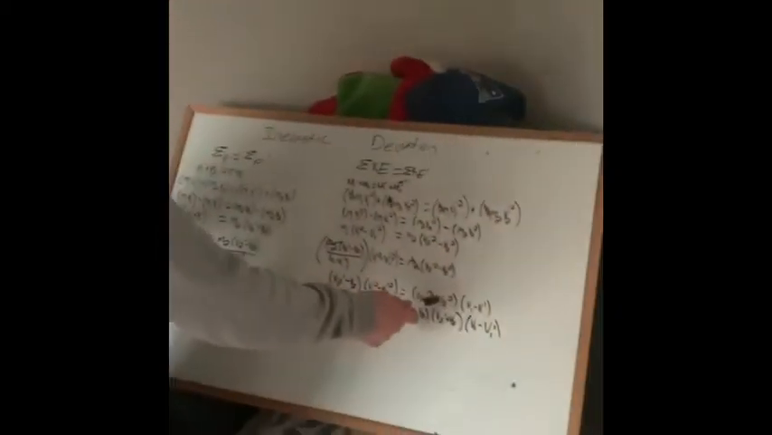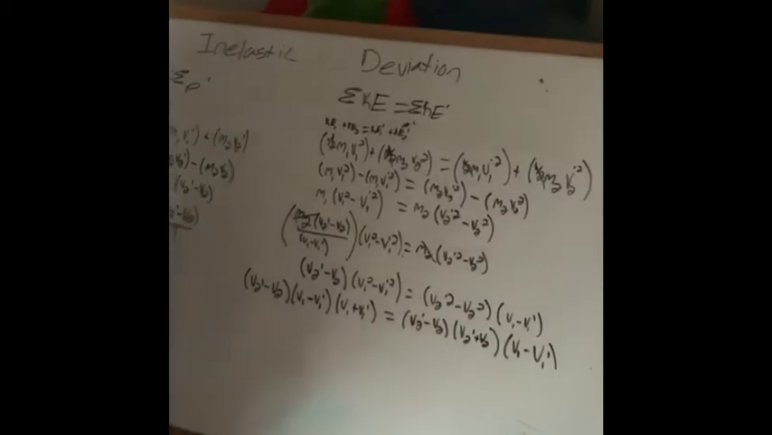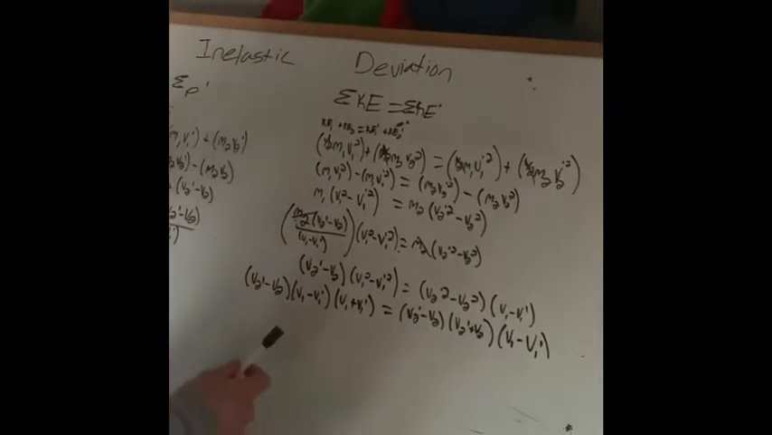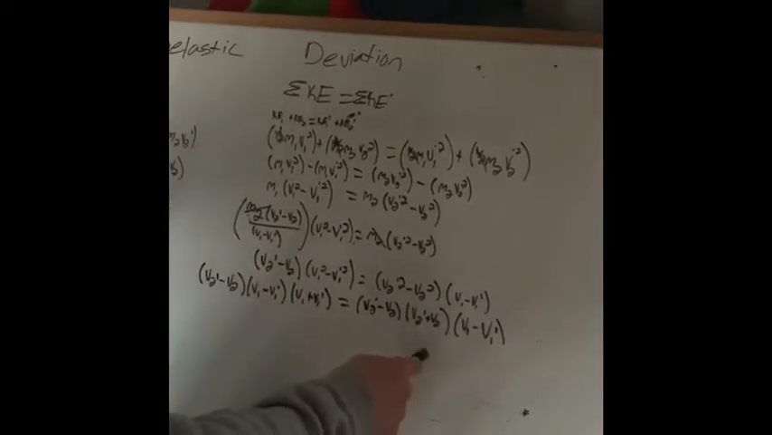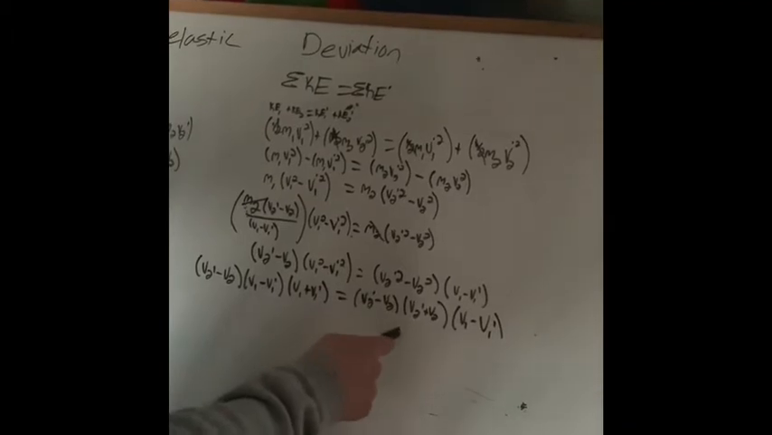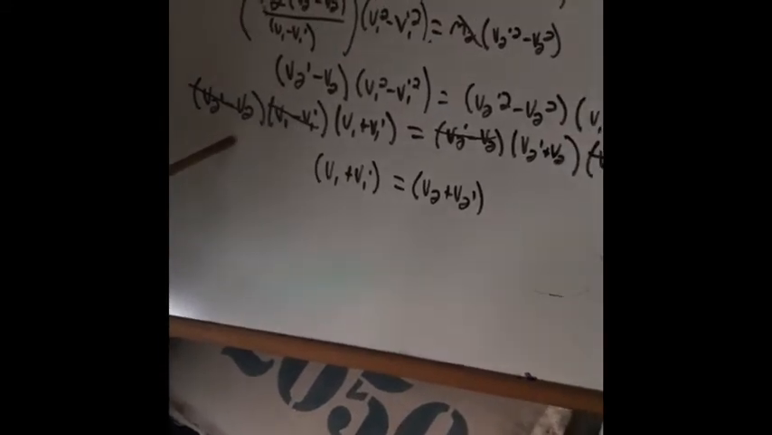As these two terms are both squared, you can simplify them to create now the v1 minus v1 prime and v1 plus v1 prime, and on this side the v2 prime minus v2 and the v2 prime plus v2. As you can see, v2 prime minus v2 is on both sides of the equation, as is v1 minus v1 prime. With that, you can cancel out both of these terms on both sides. The final equation comes out to be v1 plus v1 prime equals v2 plus v2 prime.